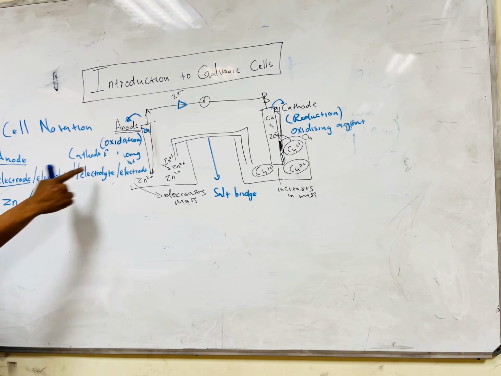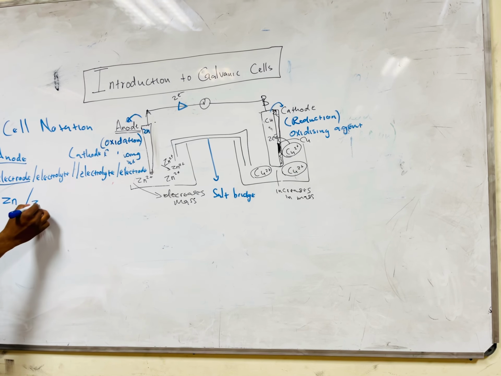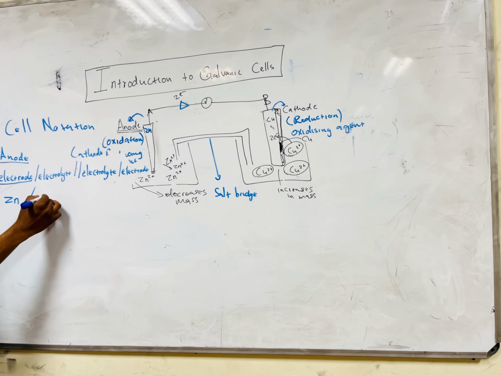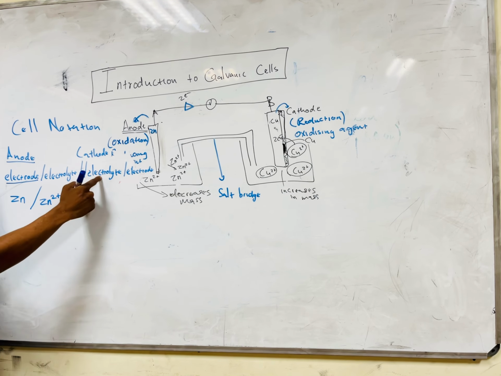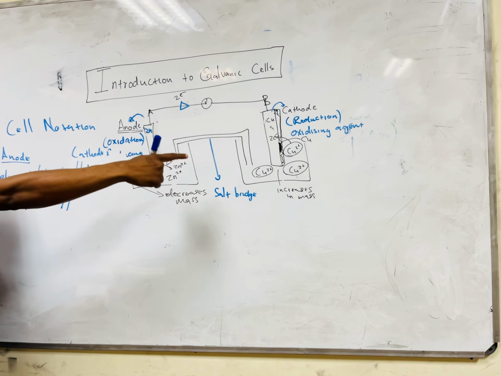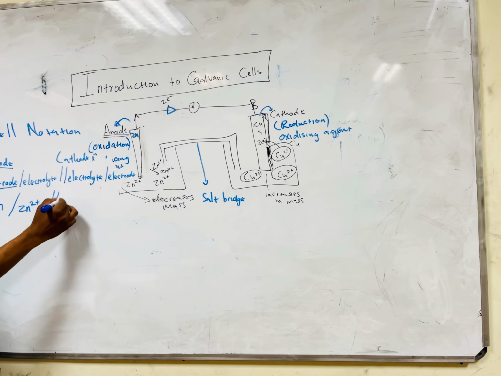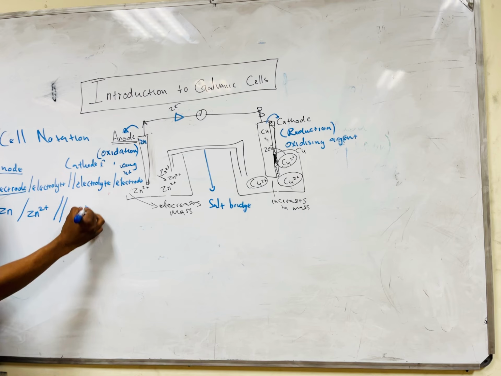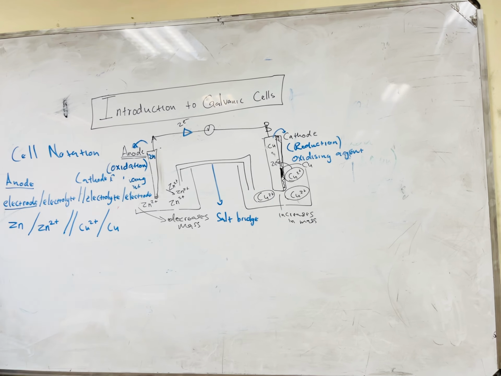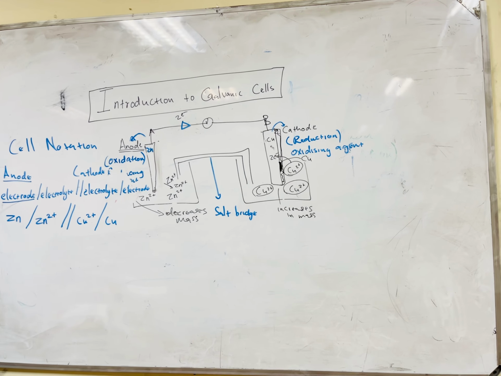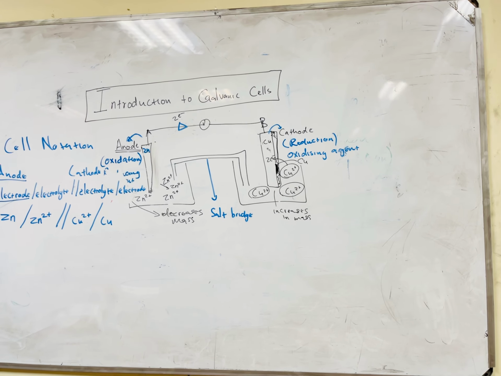The electrolyte is this solution, the liquid that conducts electricity. So we have Zn, Zn2+. Then we have the double slash. The electrolyte on the other side, we are now on cell B, right? That half cell B. So in there we have Cu2+, slash, the electrode will be Cu. This is how we do the cell notation of a galvanic cell.